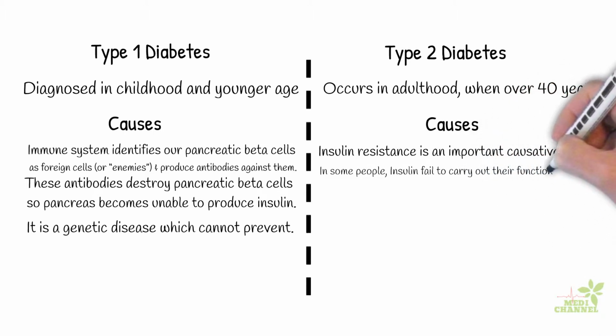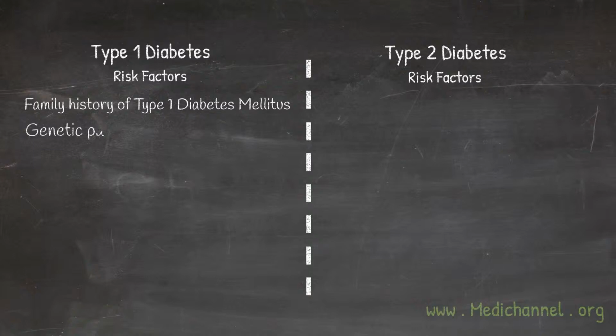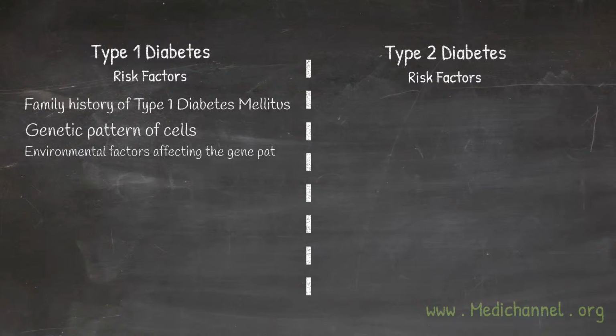Risk factors. Although we discussed the causes for type 1 and type 2 diabetes mellitus, there are also some risk factors which precipitate those causes. What are the risk factors for type 1 diabetes mellitus? The family history of type 1 diabetes mellitus. Genetic pattern of cells. Environmental factors affecting the gene activation.